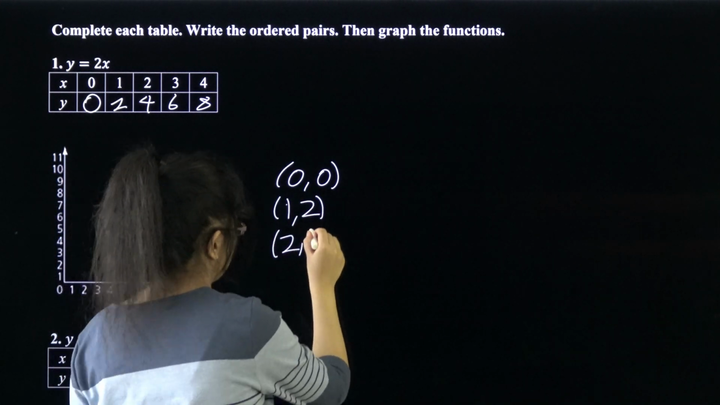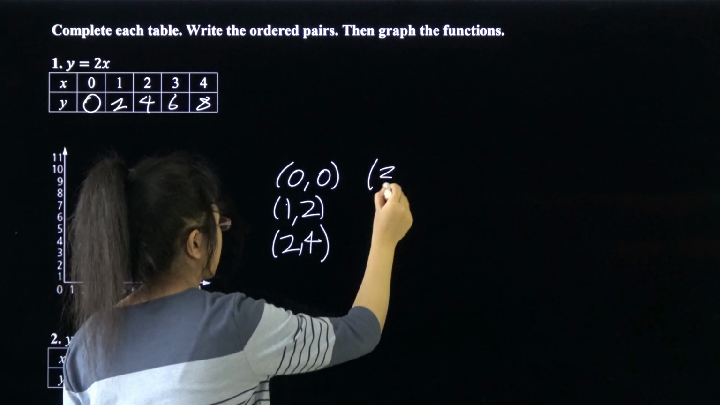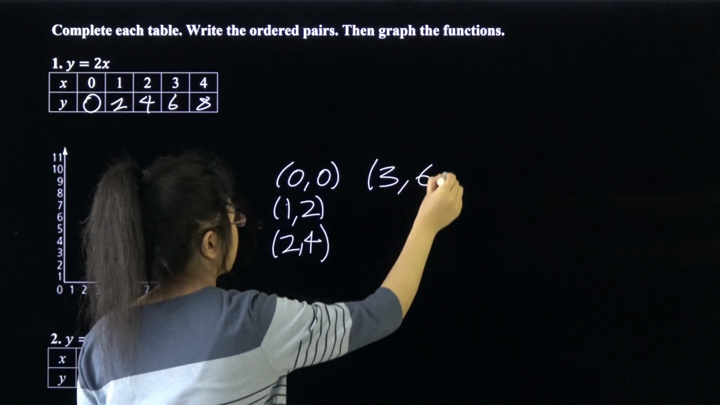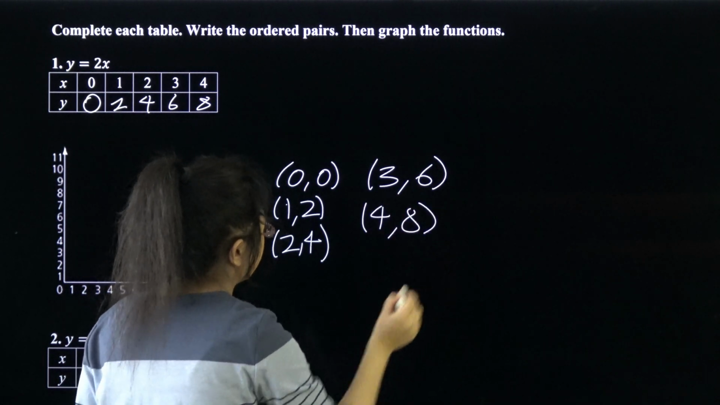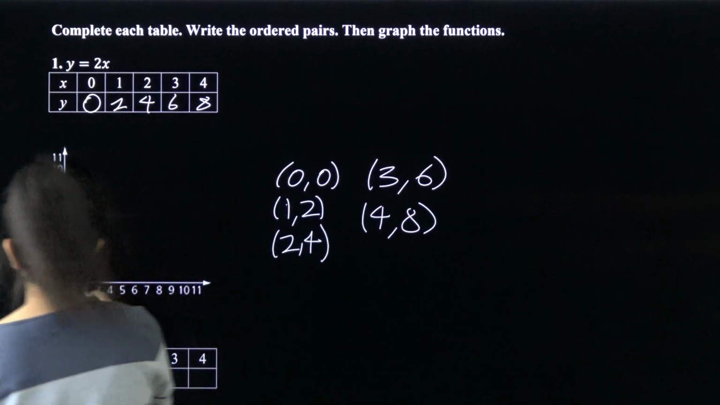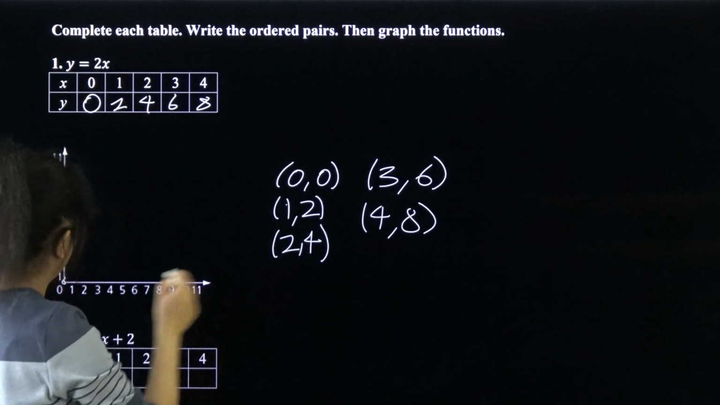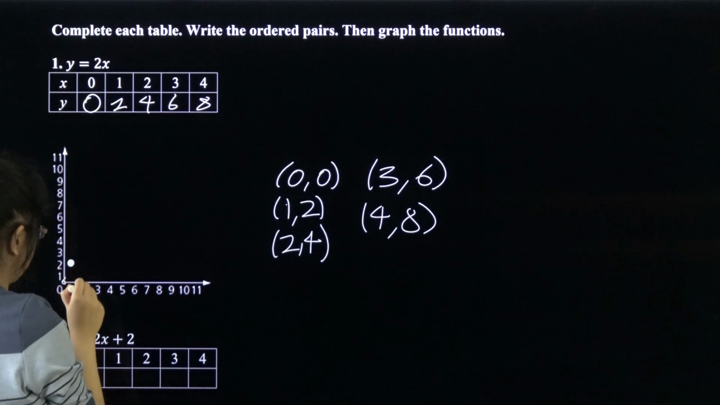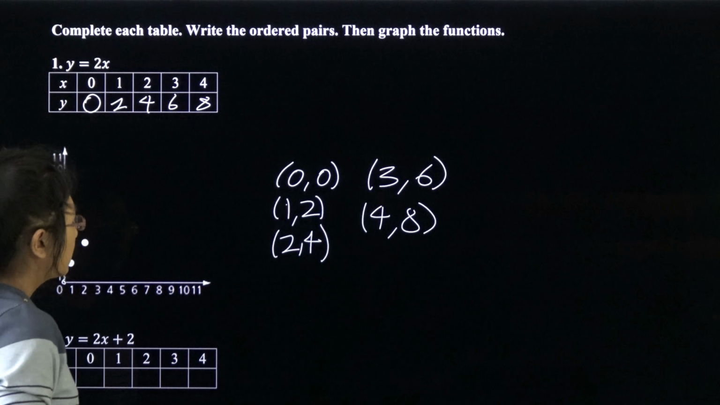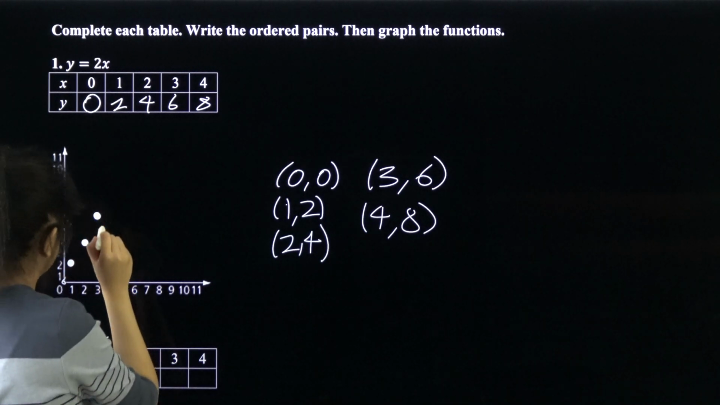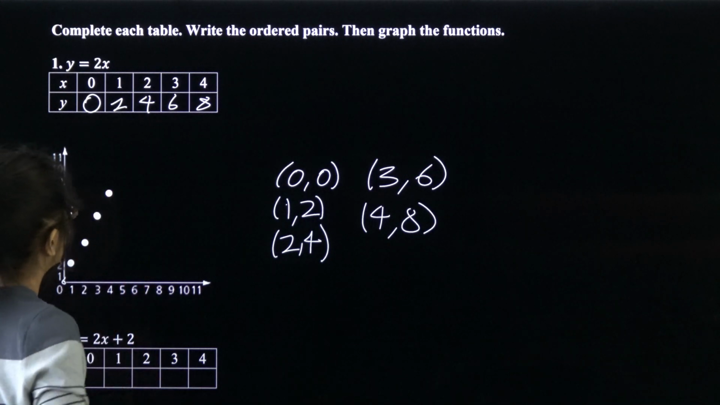So the ordered pairs that we have are 0, 0, 1, 2, 2, 4, 3, 6, and 4, 8. So let's graph these. 0, 0 is here, and 1, 2 is here, 2, 4 is around here, 3, 6 is around here, 4, 8 is around here.